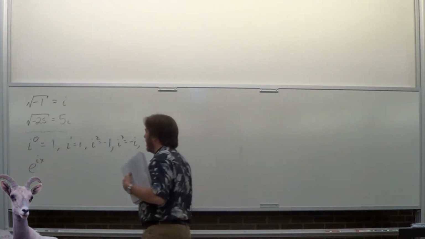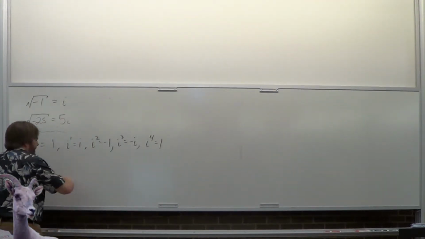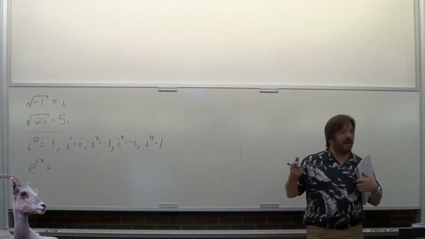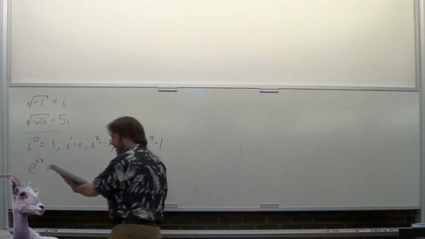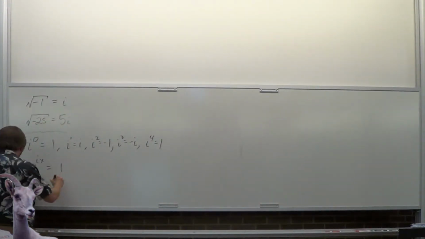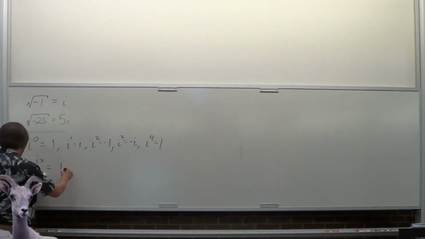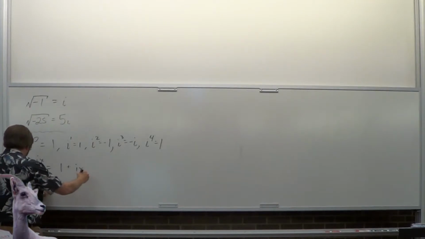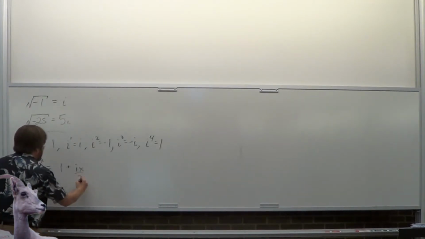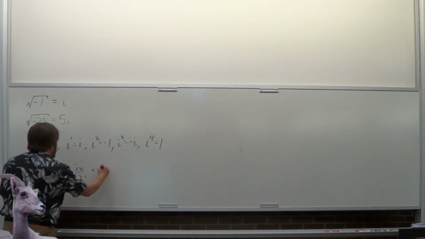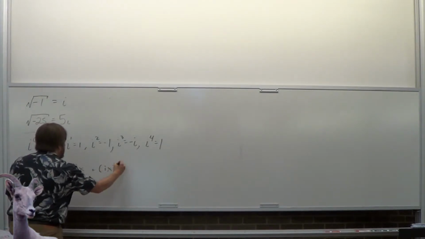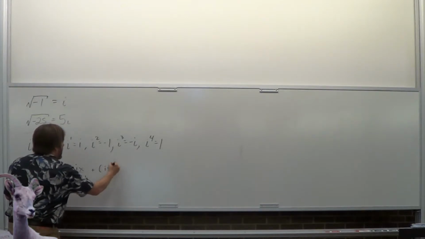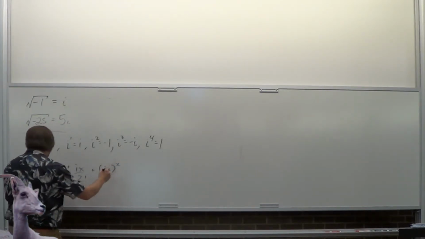e to the ix. What this is, let's write this out as a Taylor series centered at 0. And of course, the Taylor series of an exponential is 1. Then I've got the argument of the exponential. And then I've got the over 2 factorial. Then I've got the argument squared. And that's why that parenthesis came out screwed up. Argument squared over, I think, 3 factorial.